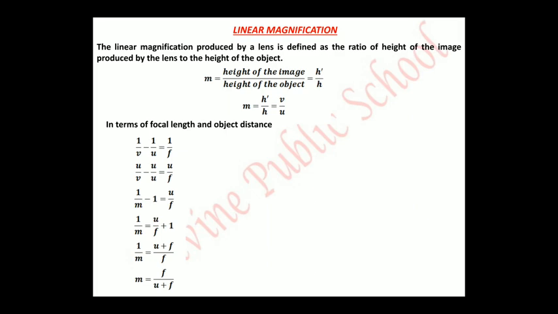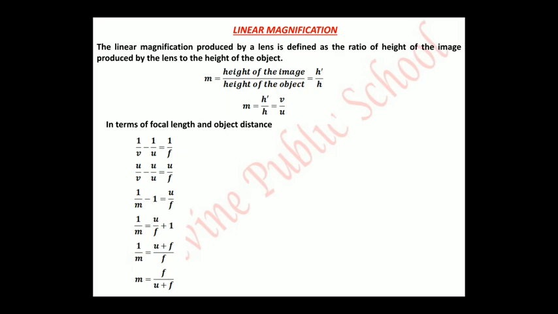So u upon v becomes 1 upon m, as we have written in the above formula. Minus u upon u becomes 1, is equal to u upon u. Now 1 upon m will be equal to u upon f plus 1. By taking LCM we can write 1 upon m equals u plus f upon f. Now taking the reciprocal of the above equation, we have m equal to f upon u plus f. So this is the formula for magnification in terms of focal length and the object distance.